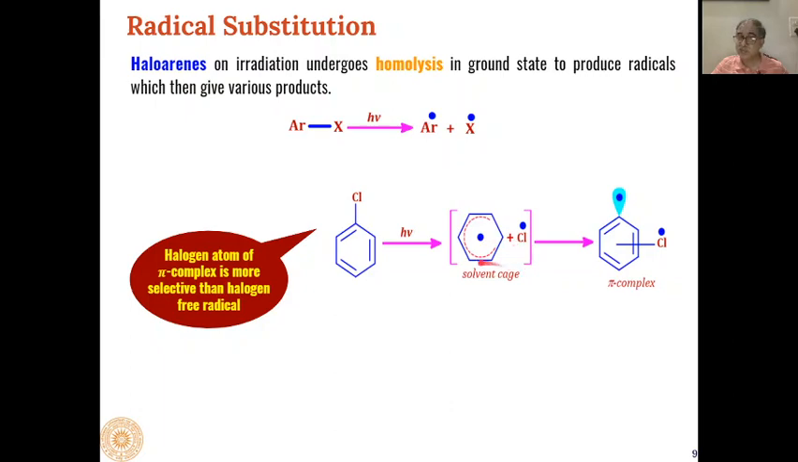And this solvent cage ultimately leads to the formation of a pi complex between the aromatic ring and the halogen. And this halogen atom of the pi complex is more selective than the halogen free radical which is formed in the absence of a solvent cage. So we will get more selective reactions when a pi complex is formed in photoradical substitution reactions.